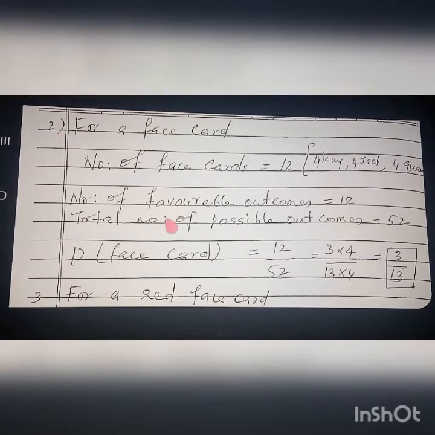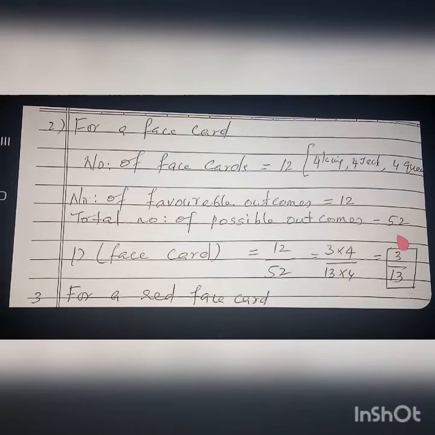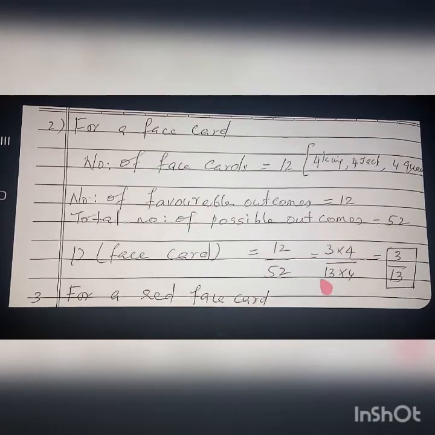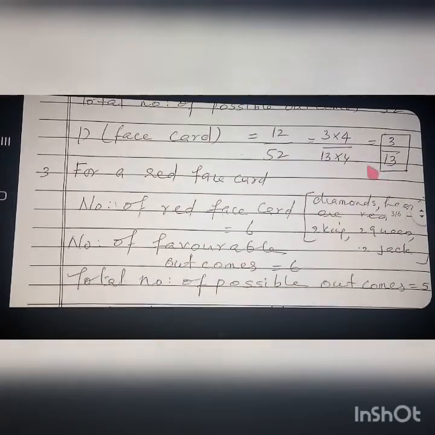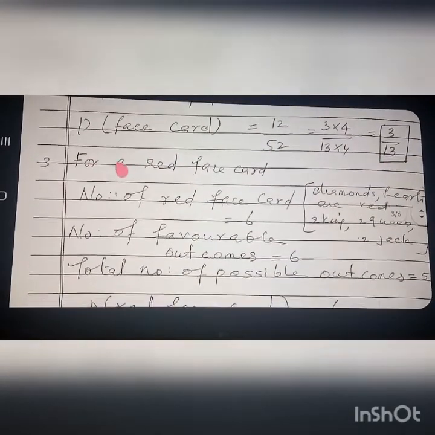Therefore number of favorable outcomes, how many? 12. And total number of possible outcomes I already wrote earlier, 52. Therefore, what is the probability of a face card? Favorable outcomes divided by total number of possible outcomes. That means 12 by 52. I write 12 as 3 into 4 and 52 as 13 into 4. 4 will cancel, so your answer will be 3 by 13. Clear? Okay. Move to the next question.